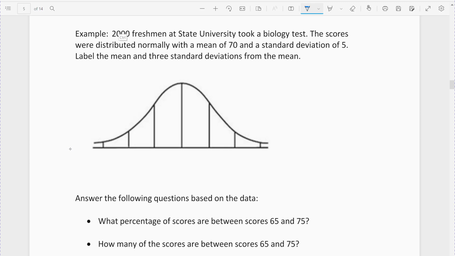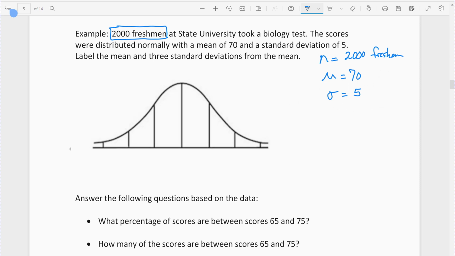So this would be the size of the set, which would be n. N typically represents our size. So 2,000 freshmen. All right, mean. They took a big biology test, and tests, especially in a large class, typically land in a normal curve, and all standardized tests typically land in a normal curve. The average for this test, the mean, the median, and the mode, were all 70. The standard deviation was 5.